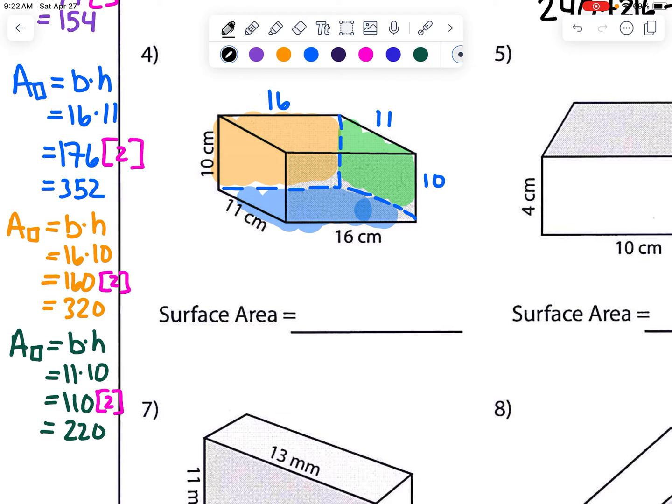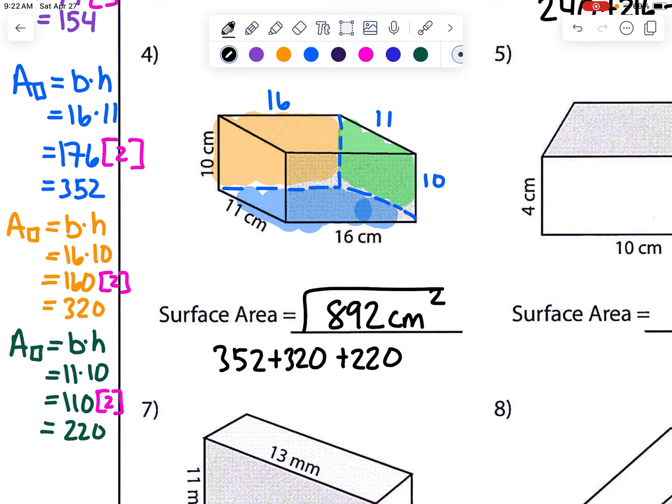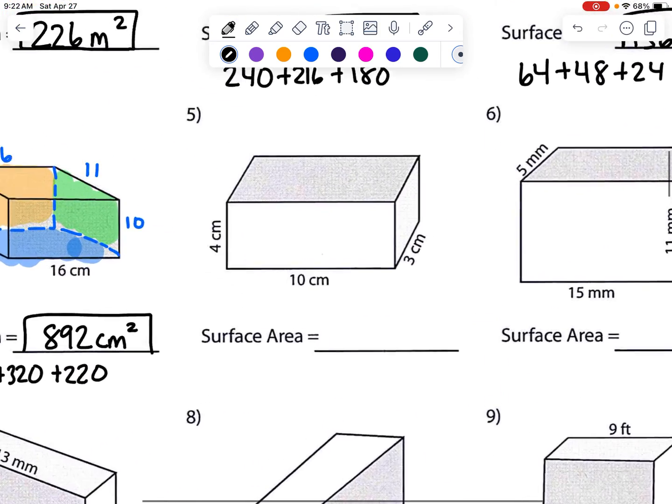And now we're going to add up all 3 of those numbers. We're going to add up 352 plus 320 plus 220. So let's add up those 3 numbers. And we shall get 892 centimeters squared. Alrighty, let me fix that square. Alright, let me double check. It's always nice to double check your numbers to make sure that you added it correctly.